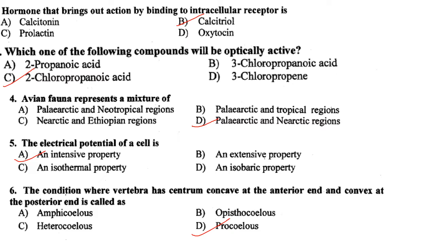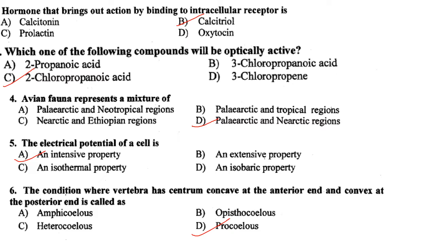Avian fauna represents a mixture of Palearctic and Nearctic regions. Answer is option D. The electric potential of a cell is an intensive property. Answer is option A. All these are direct questions. Then the condition where vertebrae have centrum concave at the anterior end and convex at the posterior end is called procoelus. Answer is option D. It is a type of vertebrae in many reptiles.